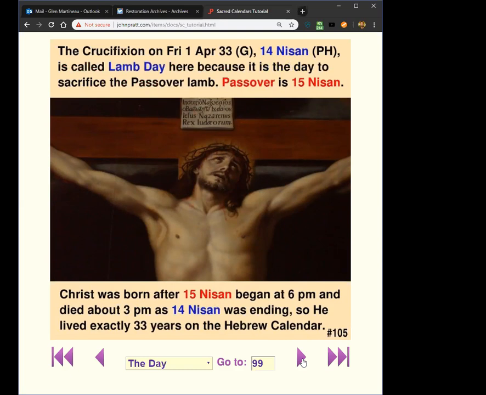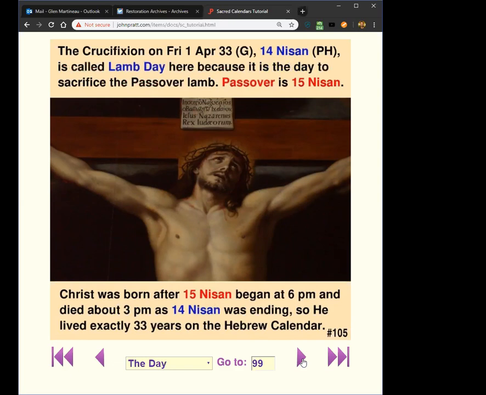So the crucifixion is Friday, the 1st of April on our Gregorian calendar. 14 Nisan, which is Lamb Day. And Christ was born after 15 Nisan began at 6 p.m., and he died about 3 p.m. as 14 Nisan was ending. He lived on the Hebrew calendar exactly 33 years. If you start on one day, we usually think the Passover to Passover would be 33 years, but really that would be one more day than 33 years for those that are being picky with this stuff. The completion of 33 years is you start on one day and you end on the day just before that comes around again. So he lived exactly 33 years on the Hebrew calendar.